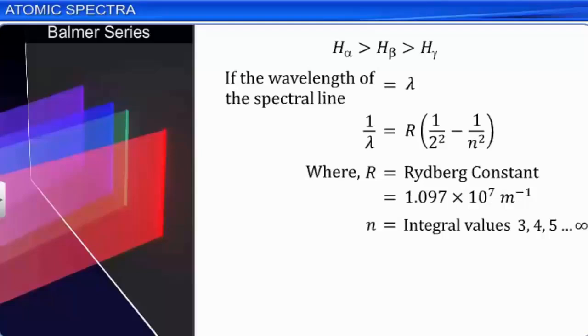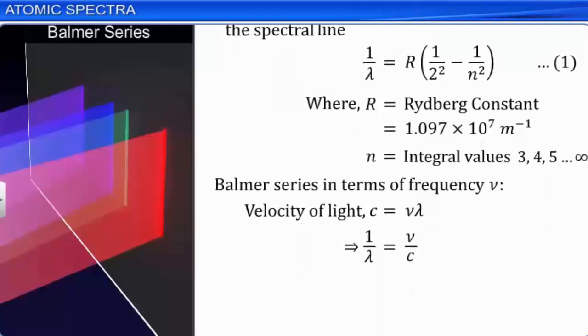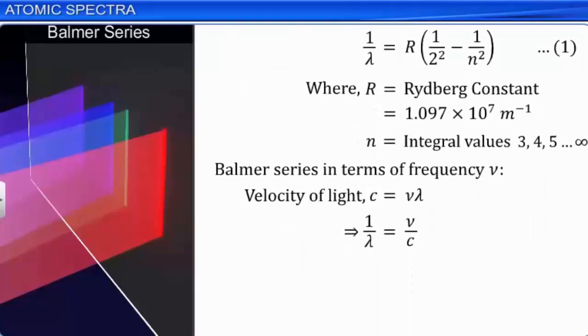Balmer series can also be written in terms of frequency, nu. We know that the velocity of light c is equal to nu lambda. That implies 1 by lambda is equal to nu by c. Substituting this value of 1 by lambda in equation 1, we get nu is equal to Rc into 1 by 2 square minus 1 by n square.